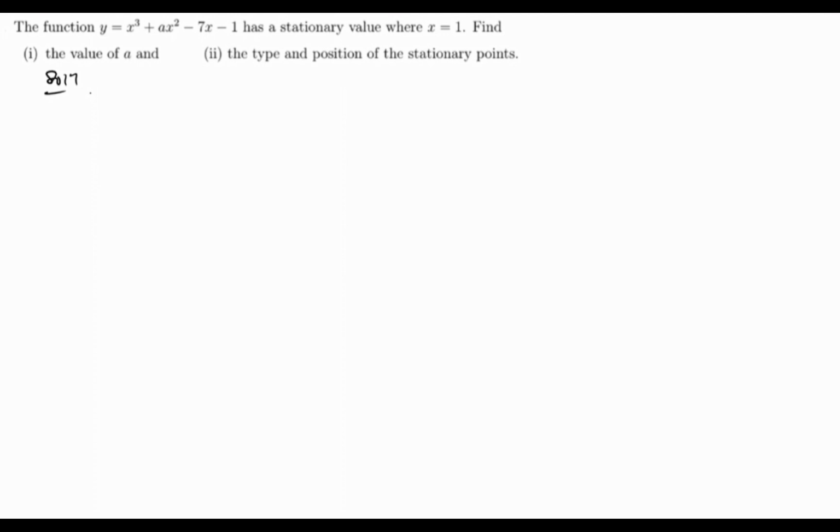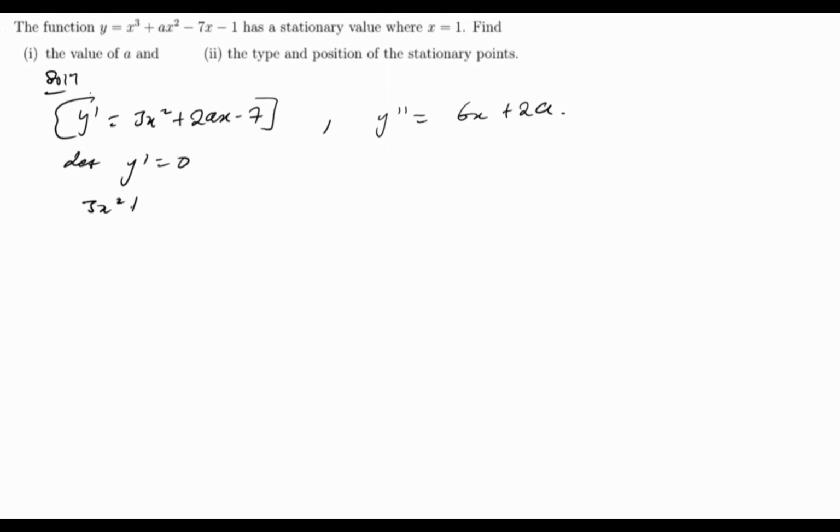So the first derivative will simply be y prime being equal to 3x squared plus 2ax minus 7. You can also just write the second derivative in advance, which would be 6x plus 2a. Okay, so now since the stationary point occurs at x is equal to 1, we can use this value of x to find the value of a. First, we have to set the first derivative that we found to 0. So let y prime equal to 0.